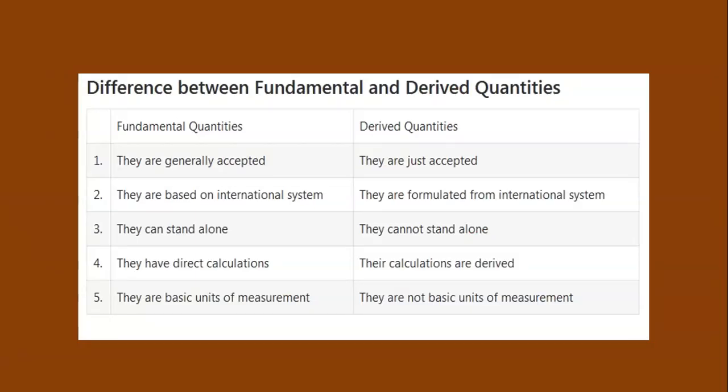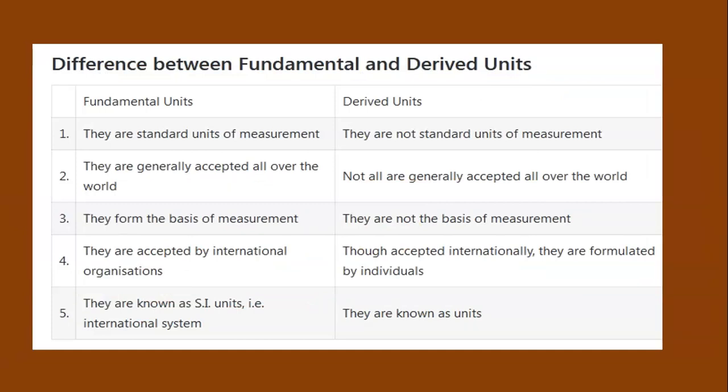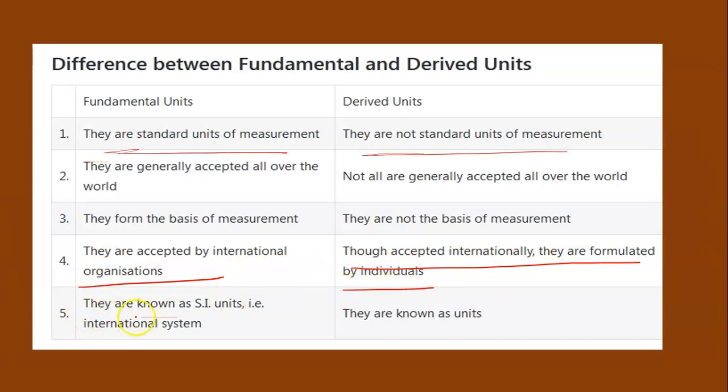So let's quickly look at the difference between fundamental and derived quantities. Fundamental quantities are generally accepted, they are based on the international system, they can stand alone, and they have direct calculations, they are basic units of measurement. Derived quantities cannot stand alone, their calculations are derived, and they are not basic units of measurement. Let's look at the difference between fundamental units and derived units. Fundamental units are standard units of measurement, derived units are not standard. Pause the video and go through this. Fundamental units are accepted by international organizations and are known as SI units.